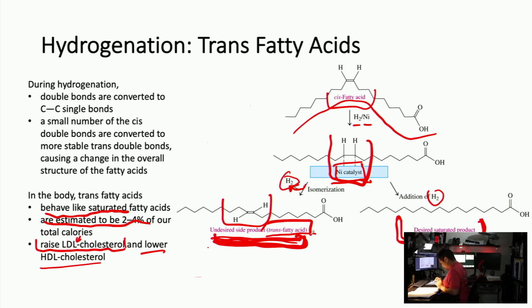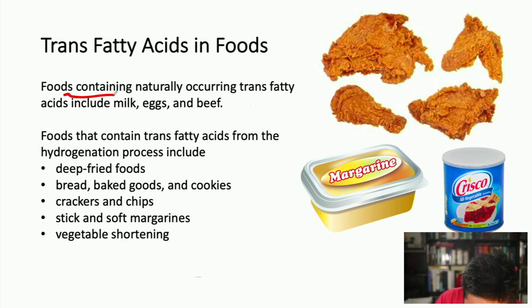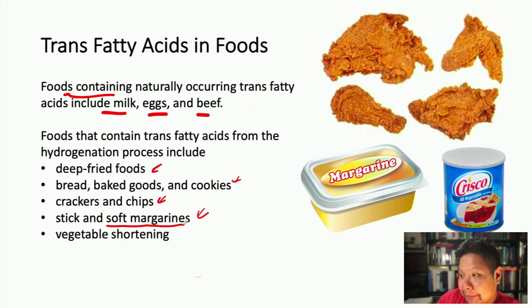Let's talk about some more trans fatty acids. I didn't know I had so many slides about this. I did, actually. So trans fatty acids are in food. Naturally occurring trans fatty acids are included in milk, eggs, and beef, right? They also are in deep fried foods, baked goods, crackers, chips, right? Soft margarines, right? That's what I was talking about with Country Crock, like margarines. They're hydrogenated, and vegetable shortening.